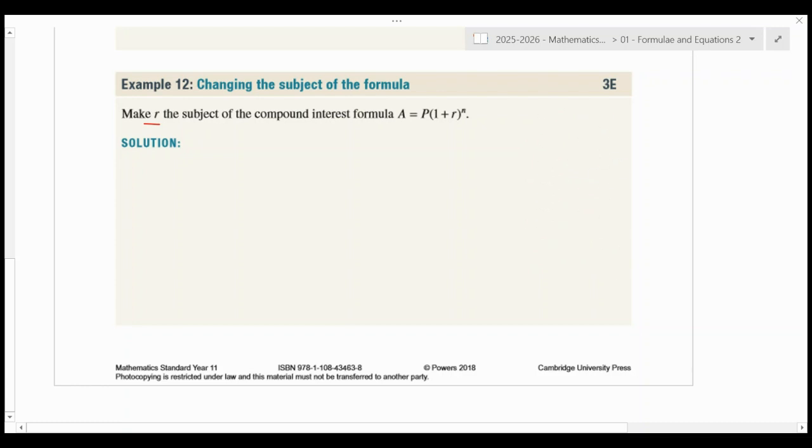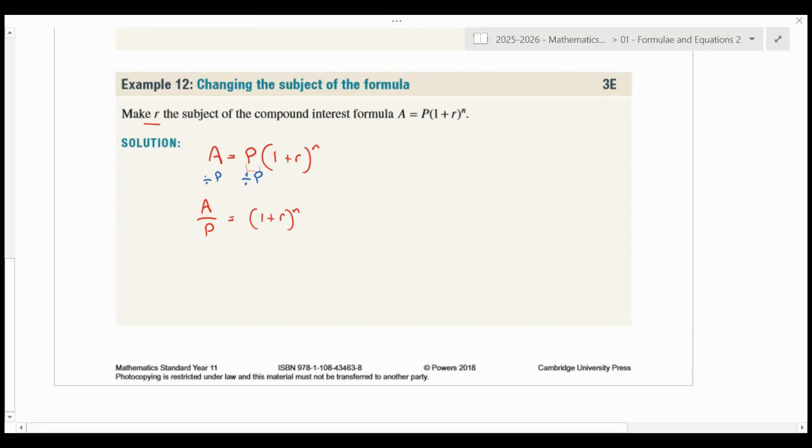So we're going to make R the subject of the formula. So let's go with A equals P outside of 1 plus R to the power of n. The first thing I'm going to do here is get rid of this P. Now that P is actually P times 1 plus R, so we're going to divide both sides by P. So we end up with A over P equals 1 plus R to the power of n.